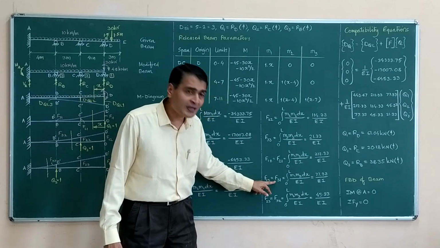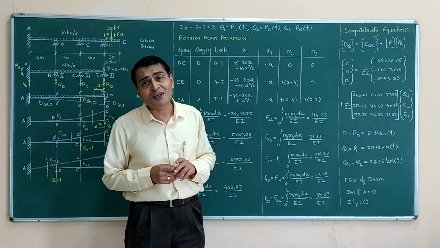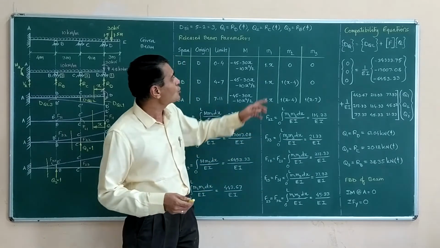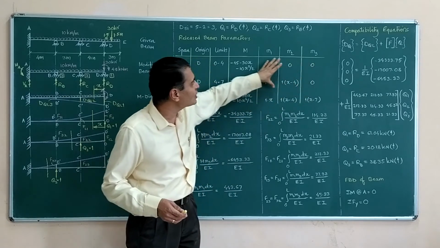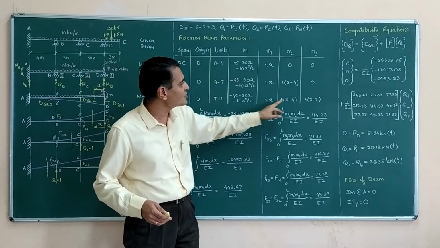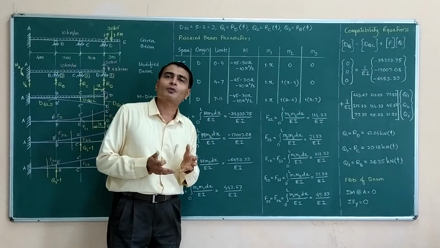Similarly, F13 is the same as F31. It is going to be m1 m3 dx over EI. So in the product m1 m3, these two spans simply vanish. You have this into this, integral 7 to 11 with respect to x upon EI.